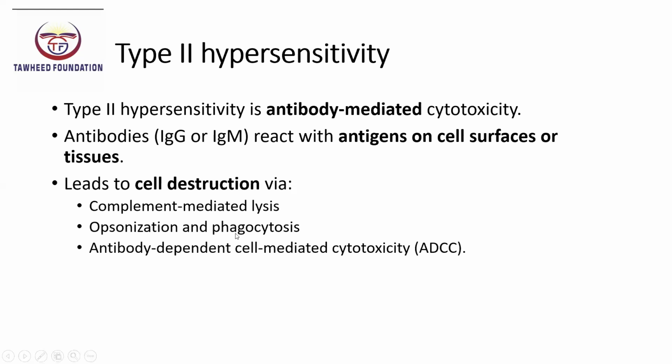Second is opsonization, where antibodies act as a flag marking the cells for phagocytosis by macrophages and neutrophils. And third, antibody dependent cell mediated cytotoxicity, that is ADCC, where natural killer cells or other cytotoxic cells recognize the antibody coated targets and kill them. These reactions can lead to tissue injury or inflammation depending on the site and types of antigen.